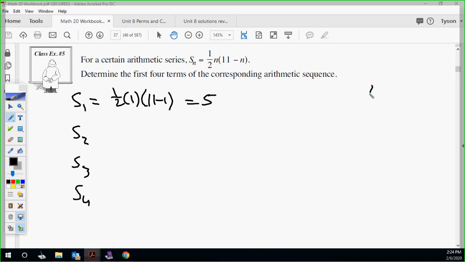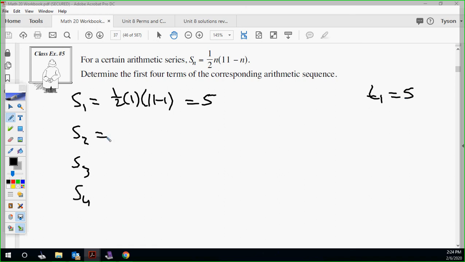I'm going to come over here and do my terms. Term 1 is 5. We should know that. S1 equals term 1. Did I mess up there? 11 minus 1 to get the 10. Right, so this happens first. Yeah.